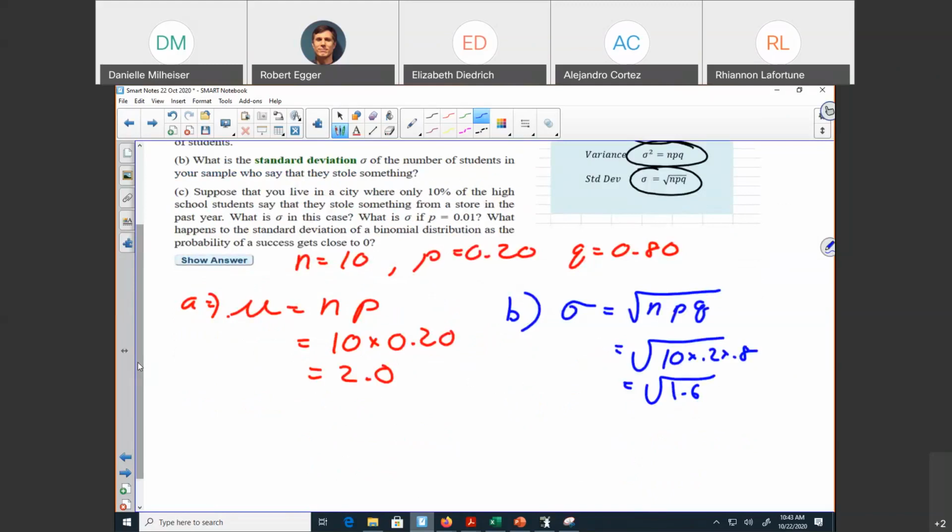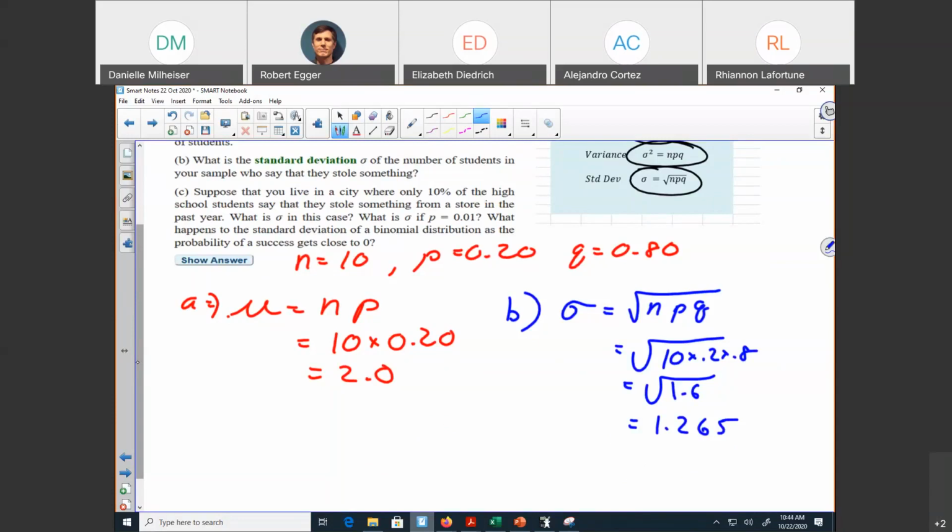And its square root of 1.6 is 1.265. So roughly, rounding to 2, I have a standard deviation of about 1.265 students to do a normal distribution analysis, approximately normal. Suppose you live in a city where only 10% of the high school students say that they stole something from a store in the past year.